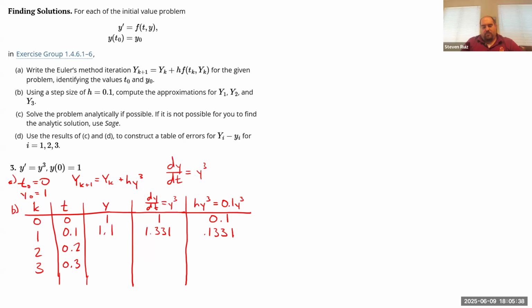And again, this rightmost column is essentially my change in y, which means I'm going to add this to my previous value of y. So this becomes 1.2331. All right, so this is my new value of y at t equals 0.2. So I need to recalculate my rate of change. So I'm going to cube this value, 1.2331 to the third power.